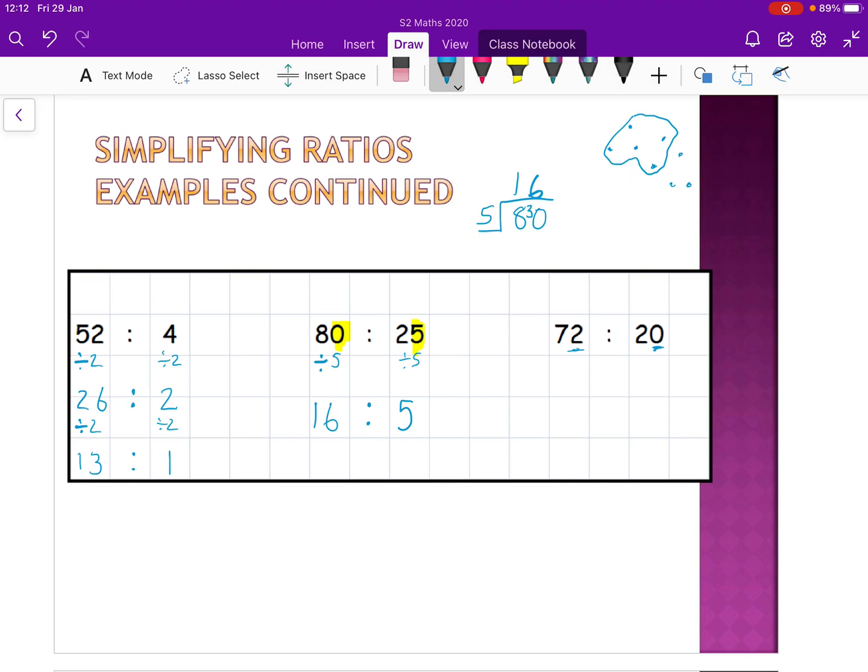So we could divide by 2. Let's try that. So what is 72 divided by 2? Well, half of 70 would be 35 and half of 2 is 1. Add together, you get 36. Half of 20 is 10.